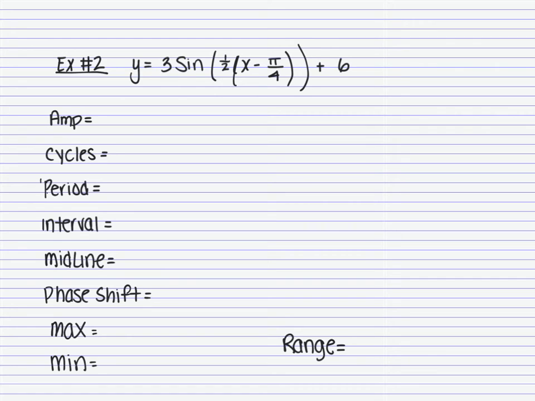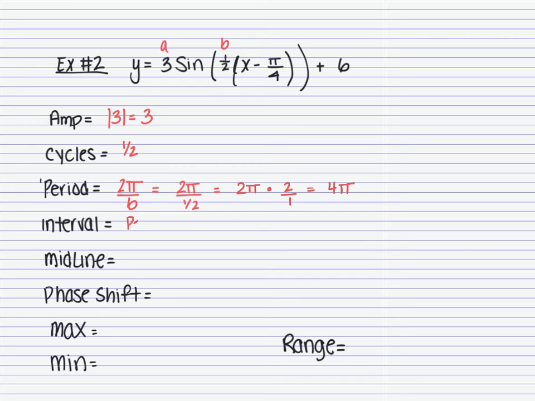So the amplitude should be the absolute value of the number in front, which is 3. So that's a. The cycles is the b value. This one's already taken out. So your cycles here is just 1/2. Period is defined as 2 pi over b, where b is the number of cycles. So 2 pi divided by 1/2 means we keep the 2 pi, we change the division, and we flip the 2 over 1, which gives us a period of 4 pi.